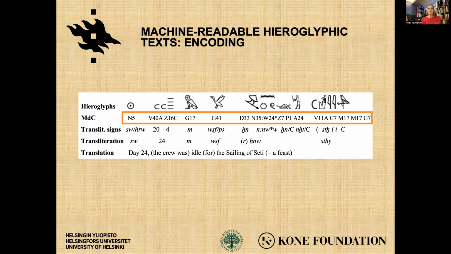Nowadays, the texts are often encoded with Latin letters and Arabic numbers, and these codes come from the so-called Gardiner sign list, and the letters refer to various categories of signs, while each sign has a number within the category it belongs to. Here the first sign depicts the sun, and it belongs to the group N, sky, earth, and water.